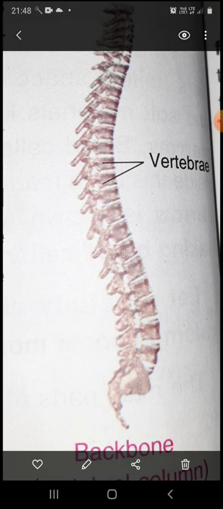Why is the backbone made up of so many small bones? The backbone is made up of so many small bones to give flexibility to our body so that we can move our body up and down and side to side. We can move our body in so many postures during yoga and PT due to having a flexible backbone.